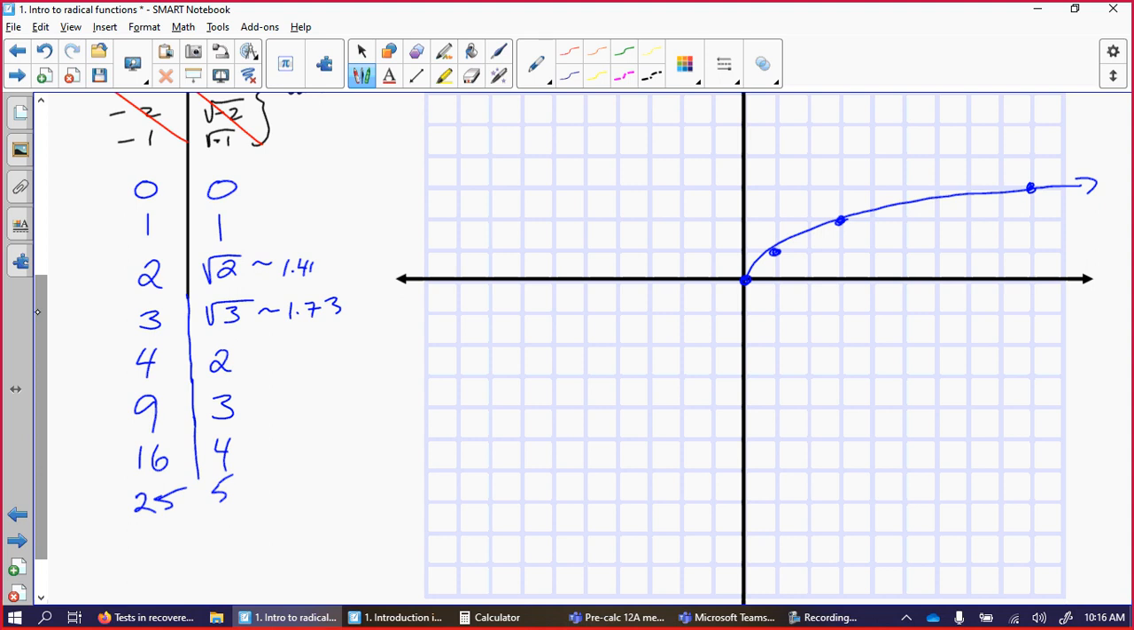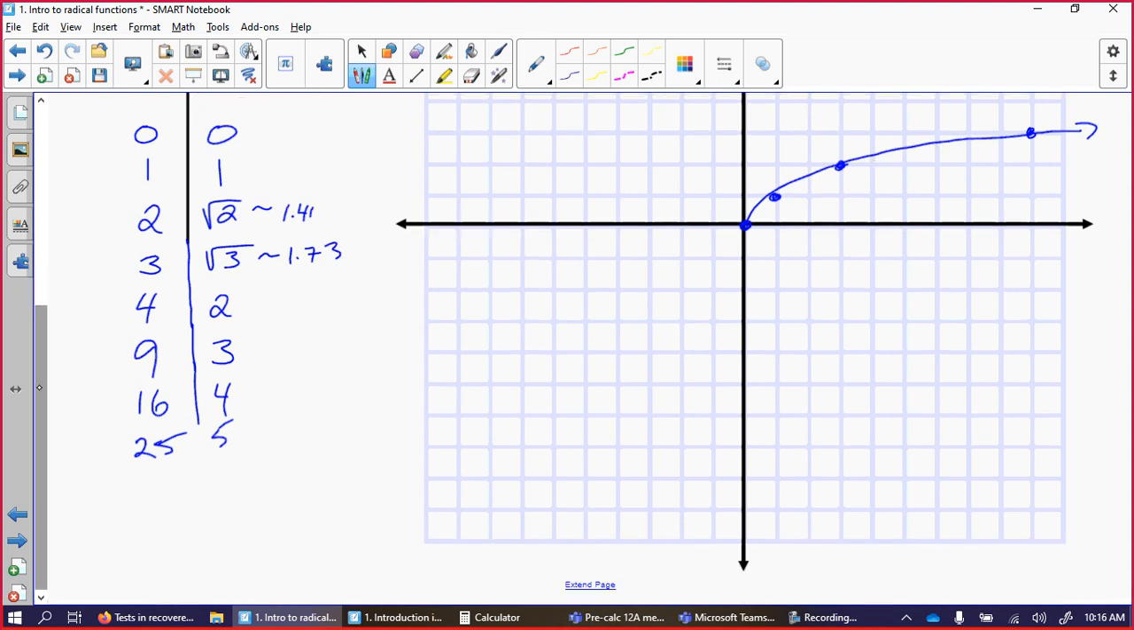So we have our wonderful graph. We can look at a domain. The domain of this is the x values. Can we have a value of x that's less than 0?